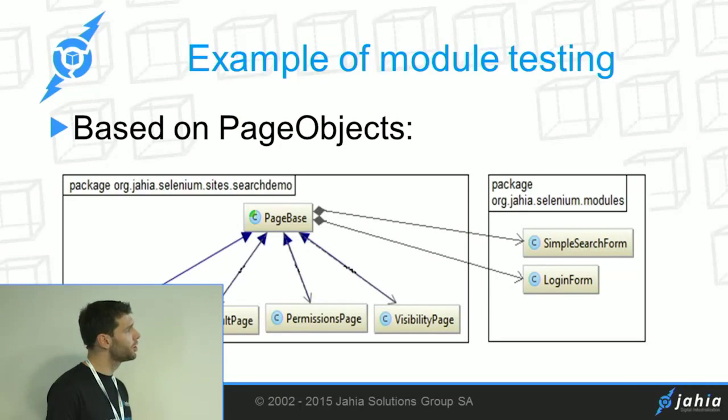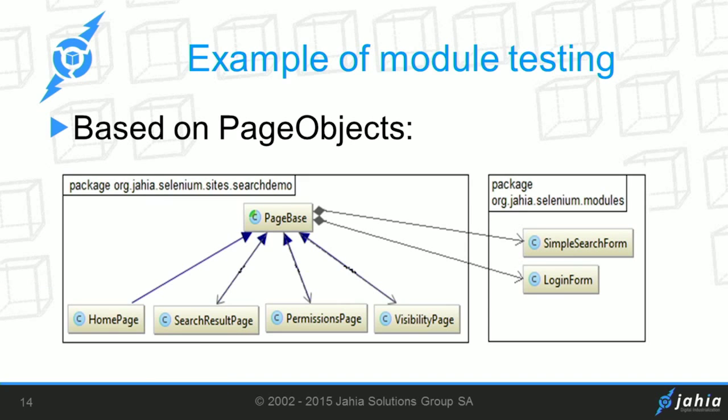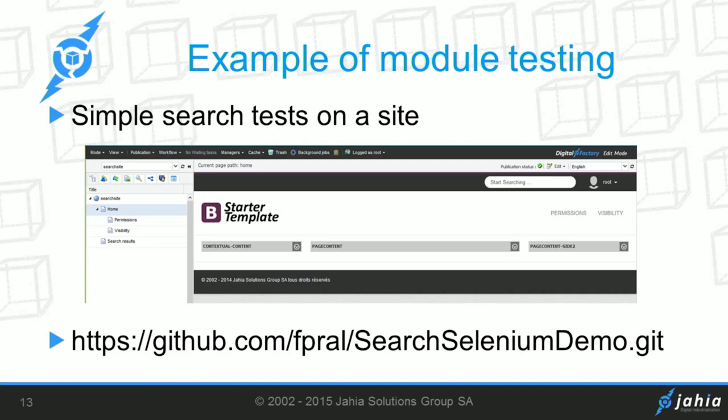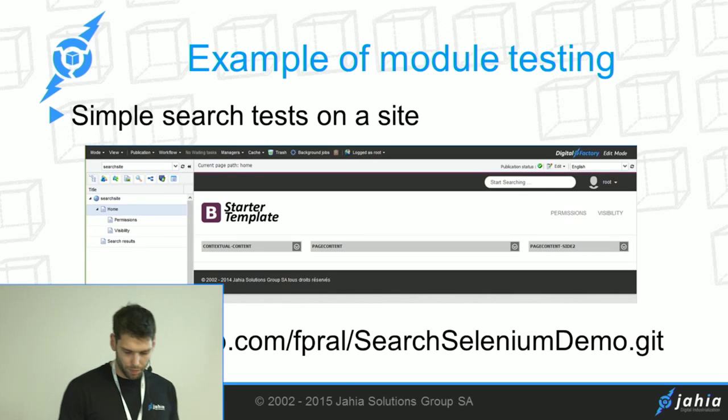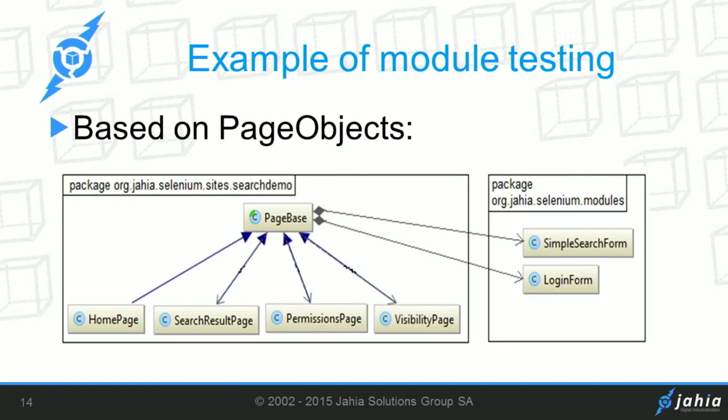As I said, it's based on page objects, so I have one package corresponding to my website. We can find the 4 classes corresponding to my 4 pages. They all extend the page-based class. Why that? Because you can see in my templates, I have the simple search form and the login form, which are shared with every page of my site. So I will develop methods to log in and perform search at the page-based level. And since we're in the Jahia world, everything is a module. So I've created a class to interact with my simple search form module and the login form, and put them in a module package so I can reuse them for other websites if I need to.